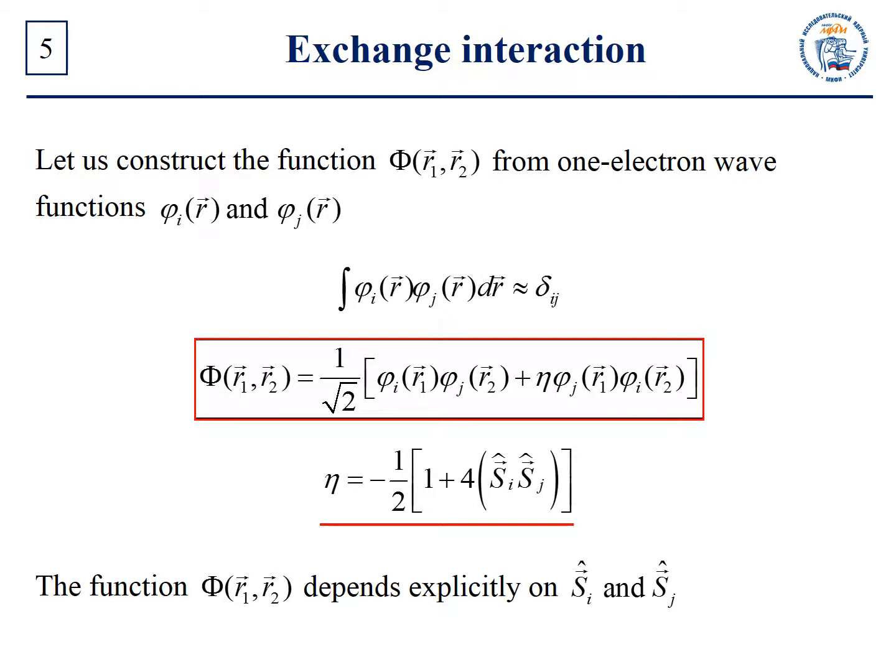Why is it called the exchange interaction? The requirement of antisymmetry of the total wave function imposes certain restrictions on the behavior of the coordinate and spin wave functions at the interchange of the particles, or in other words, when they change places.